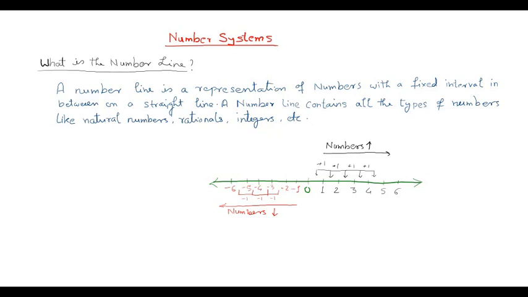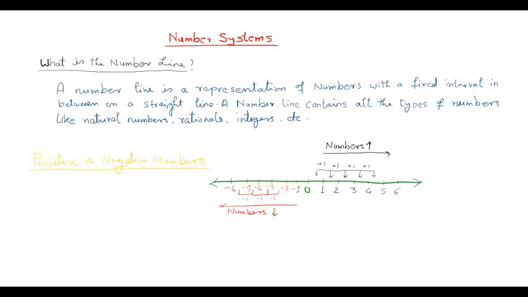When we move towards the right direction, the numbers increase. Similarly, when we move from right to left from the zero line, the numbers decrease. So we can say that the ends of a number line are not defined, that is, numbers on the number line range from infinity on the left side to infinity on the right side.